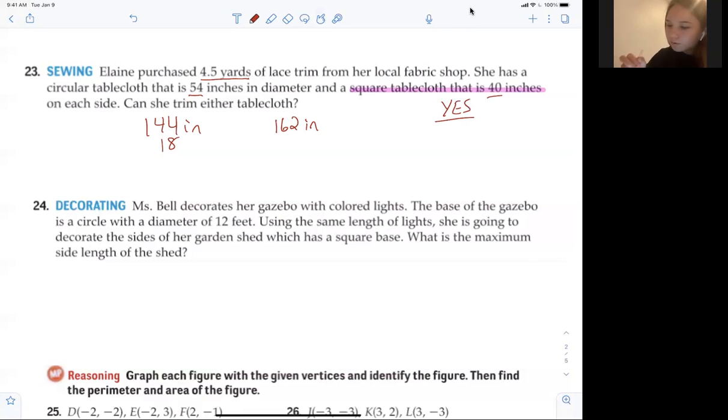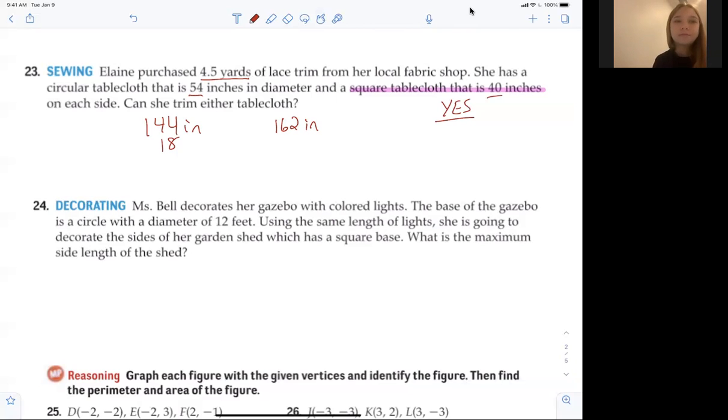Now, I have a circular tablecloth that has a 54-inch diameter. Am I going to be able to use that? Could I put the trim around that? Obviously what? Nate, obviously what? Why? Is over 162. All right. I don't know if that's true or not.